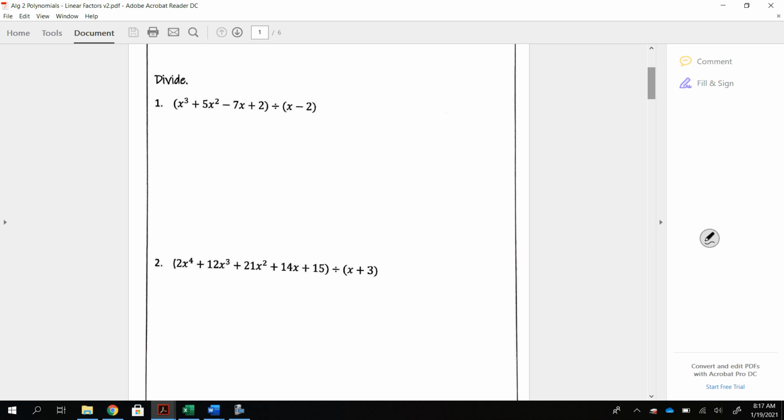Okay, so the first one, these questions should look familiar. We did these exact division problems when we were learning synthetic and long division. They're the same thing. We're just going to determine whether they're linear factors or not. So create our L. Take the opposite number of this, that's a -2, so +2 comes out here. We write our coefficients, 1, 5, -7, 2.